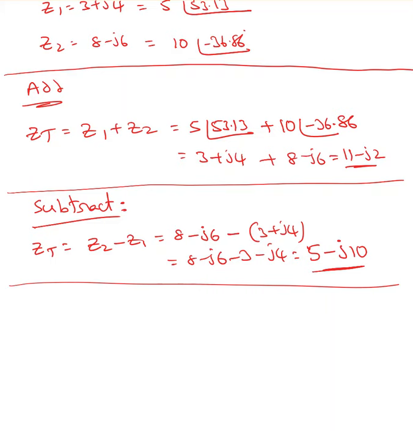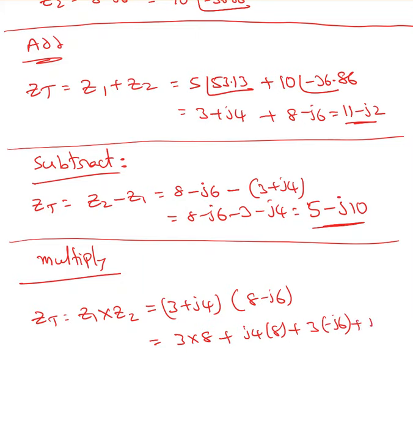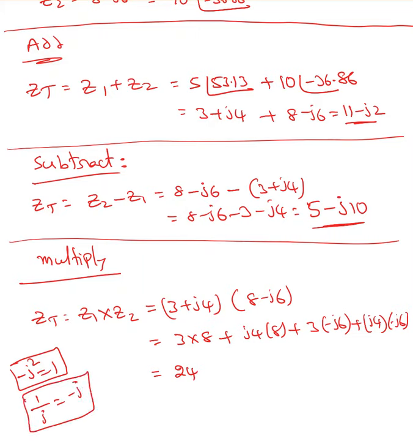Now the third one is multiply. Let me take this as z total equal to z1 times z2. I'm going to do the rectangular format first. So I have 3 plus j4 multiplied by 8 minus j6. So we can multiply 3 times 8 plus j4 times 8 plus 3 times minus j6 plus j4 times minus j6. One important thing here is that minus j square is nothing but 1. At the same time, 1 over j, I can write as minus j. So these two are the important things here.